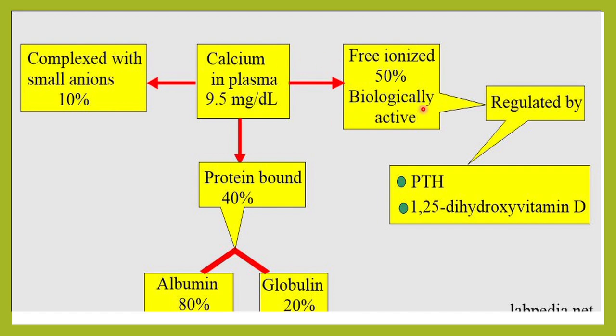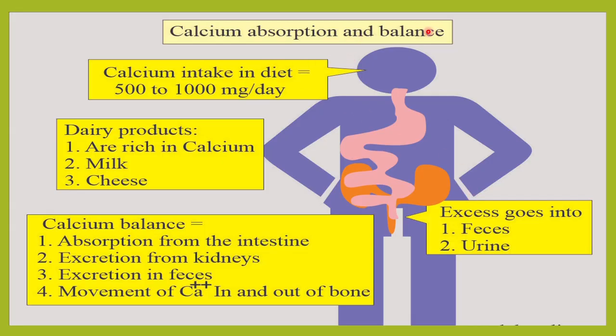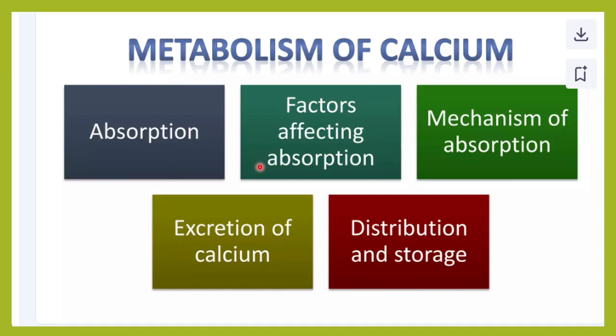This biologically active calcium is regulated by the parathormone, vitamin D, calcitonin, etc. The calcium absorption and balance in the body depends upon the calcium intake, the kind of diet we take. Usually the dairy products are rich in calcium. The absorption of calcium from the intestine and the excretion of calcium from the kidneys and through the intestine via feces all maintain the calcium homeostasis.